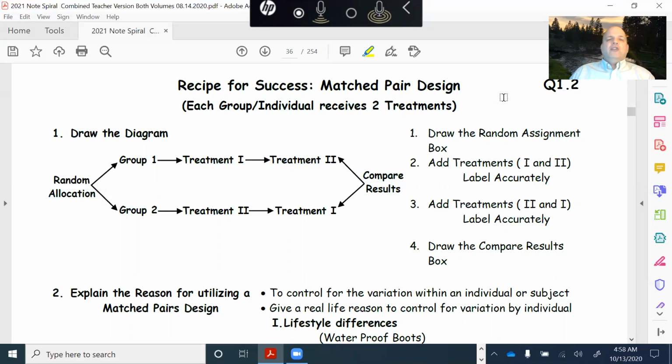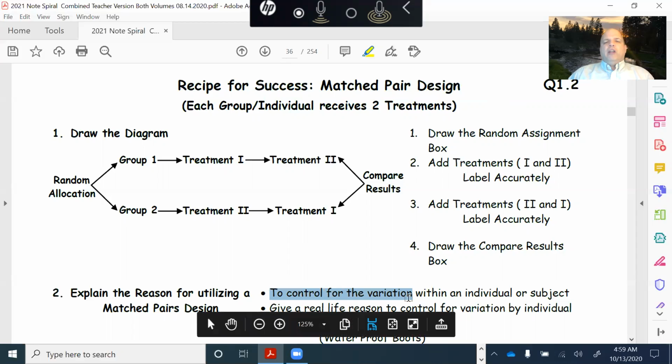The matched pair design is a special case of a blocking design. So the matched pair design is a special case of the blocking design where the individual is their own block. Now, in a matched pair design, the person gets tested twice. They get tested twice because there are so many variations and every individual is different. So we basically control for all the variations within an individual. By the way, so here it is, to control for the variation within an individual or subject.